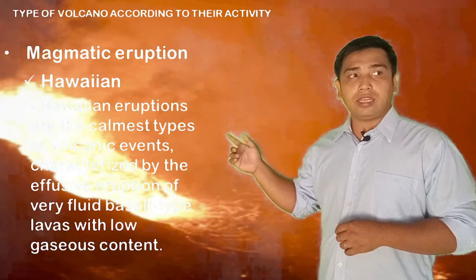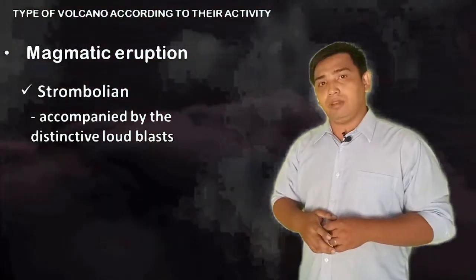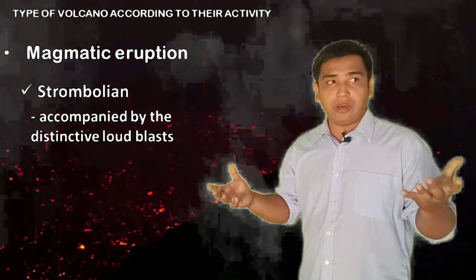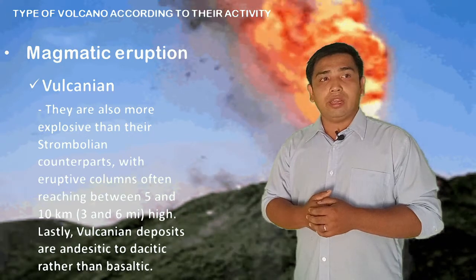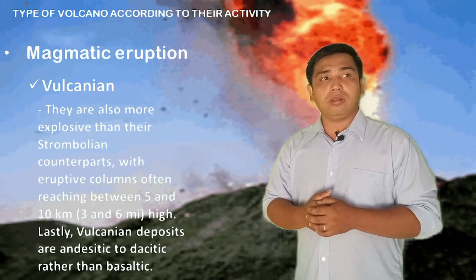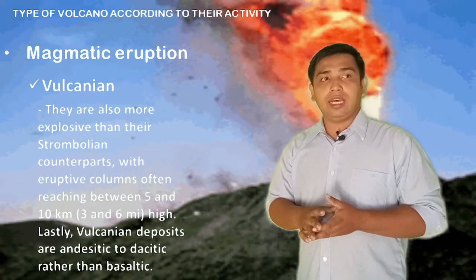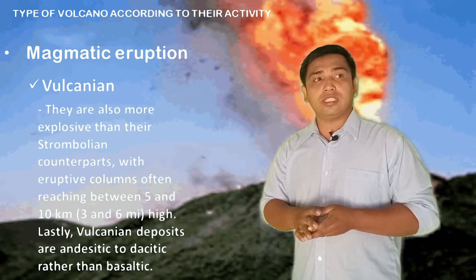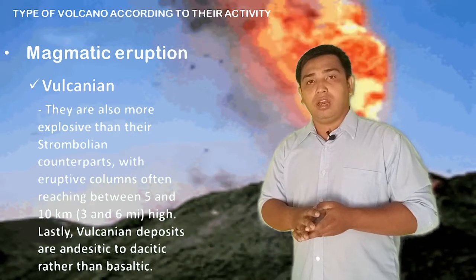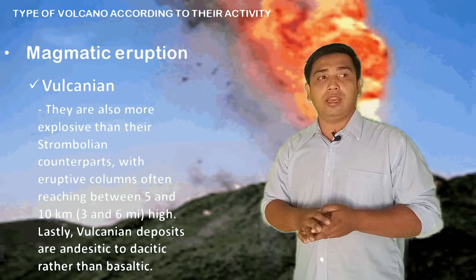Next we have the Strombolian, which is accompanied by distinctive loud blasts. So they are loud. And we have the Vulcanian, which is also more explosive than the Strombolian counterparts, with eruptive columns often reaching between 5 to 10 kilometers. This is about ash. Lastly, Vulcanian deposits are andesitic to dacitic, and they are more andesitic rather than basaltic.